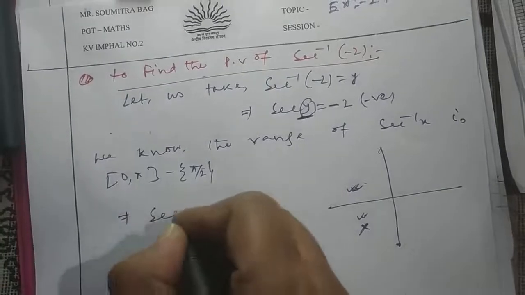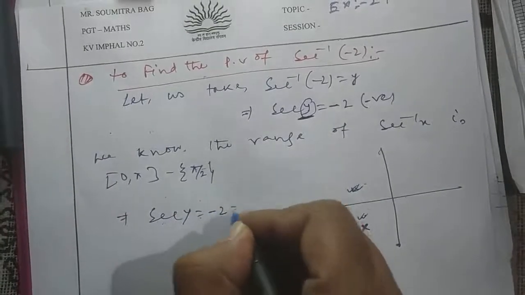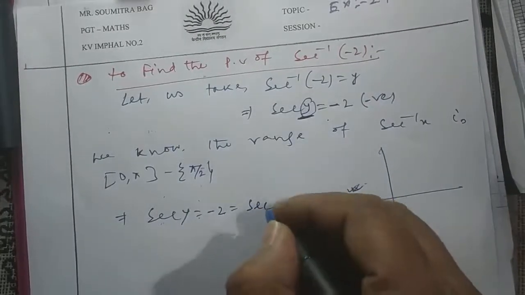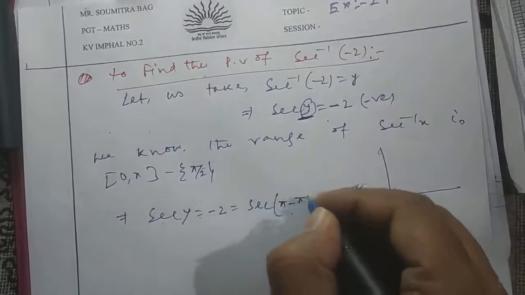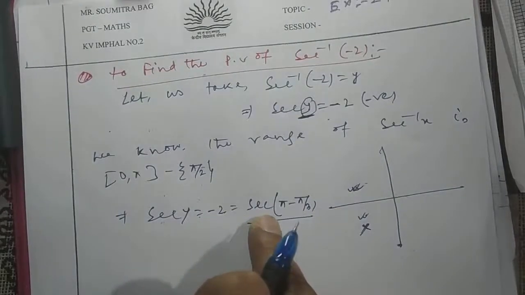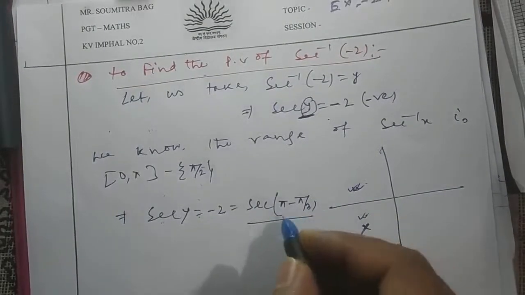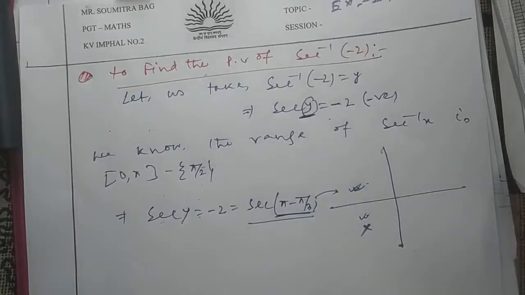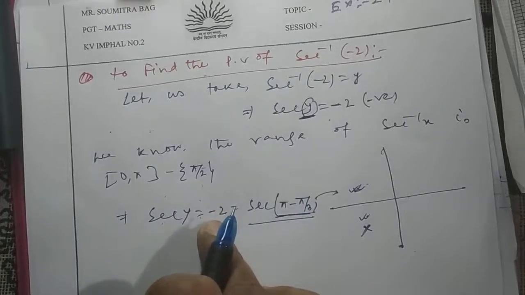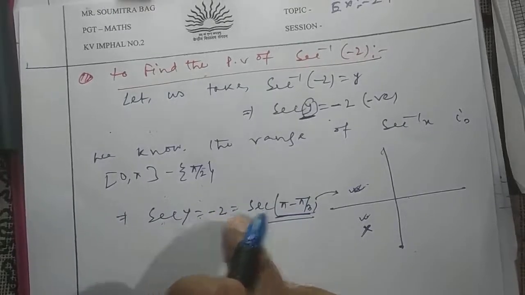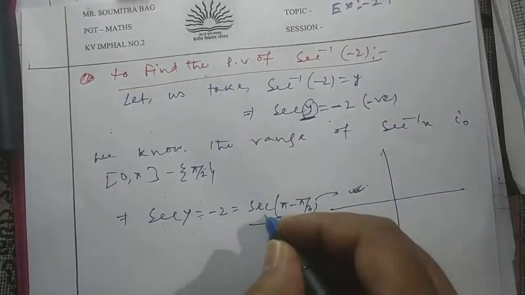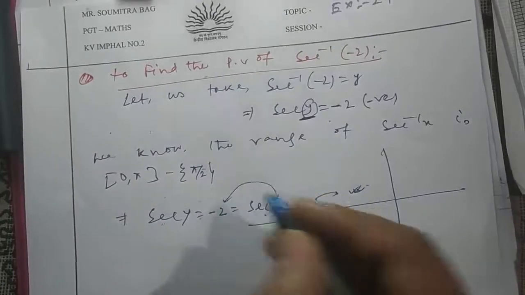So for this purpose, sec y equal to minus 2 that we got here can be modified as sec(pi minus pi by 3). Correct? This minus 2 can be written as sec(pi minus pi by 3). Now look here, this total angle will belong to the second quadrant and sec(pi by 3) is 2. If you want, you can check the value. Always the value of sec(pi minus pi by 3) will be minus 2.